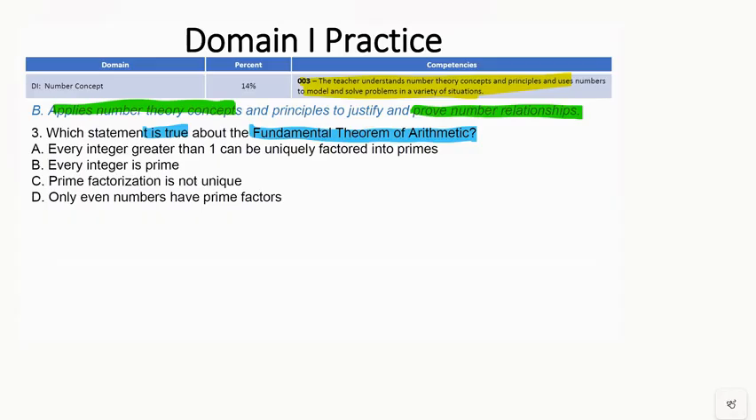They're saying this in simple words: any number. They use the word integer because an integer can be positive or negative. We talked about it earlier. Any integer greater than 1, okay, 1, 2, 3, 4, 5, 6, 7, 8, 9, 10, can be uniquely factored into primes. True or false? I think that is true. Okay, that is true.